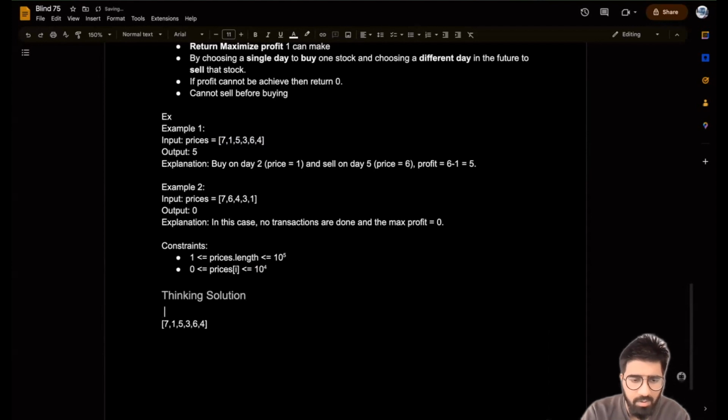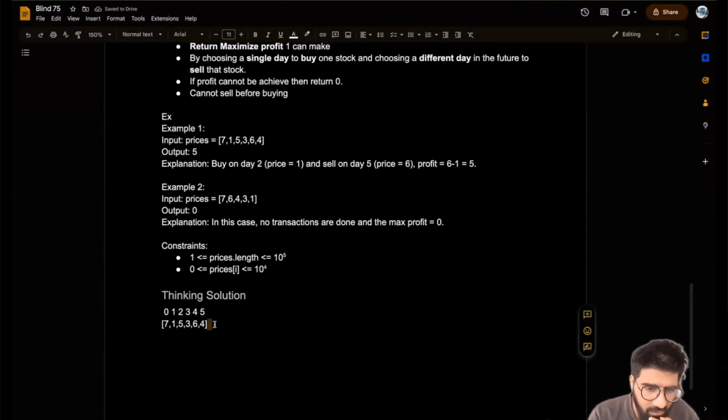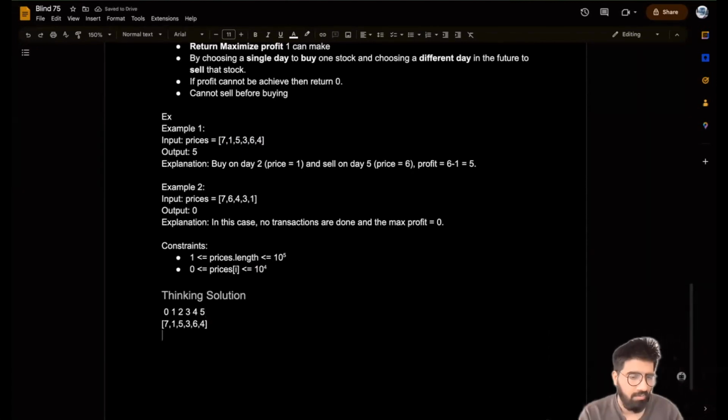So I've copied my input list of prices. I can just mark the indexes of this. Now let's see what we can do here. To make a maximum profit, we have to buy on the day where the price is minimum, and we have to sell on the day where the price is maximum. So in this way, we can make maximum profit.